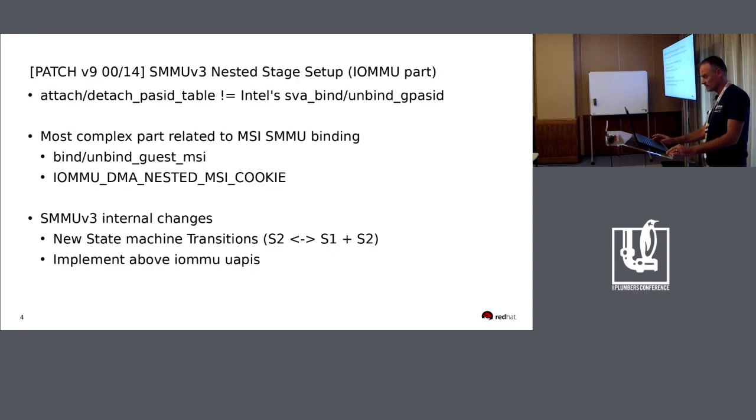Now, if we enter into the detail of both series, first the IOMMU part. Just to explain, we have two different flavors of APIs to pass the guest PASID entry information on ARM and on Intel. On ARM, we are able to pass directly the pointer to the PASID table. But on Intel, this is not possible because in the PASID entry, you find the information for both the stage one tables and the stage two tables, or in Intel's vocabulary, the first level and the second level. So this explains why we currently have two different APIs to bind the guest configuration.